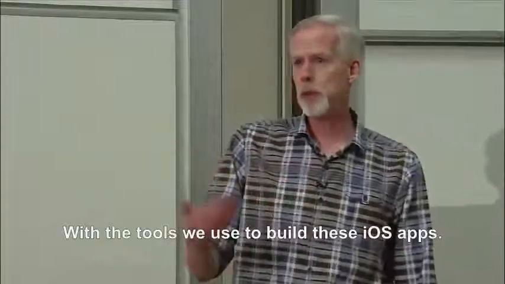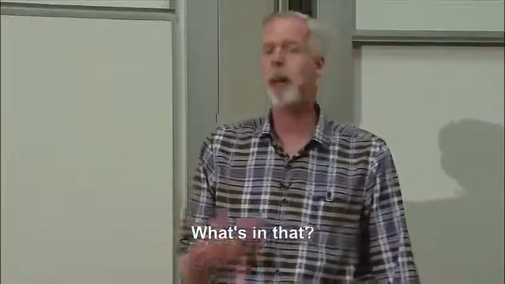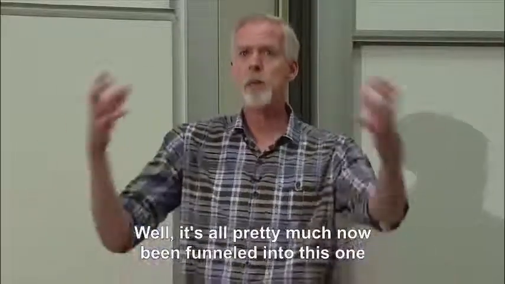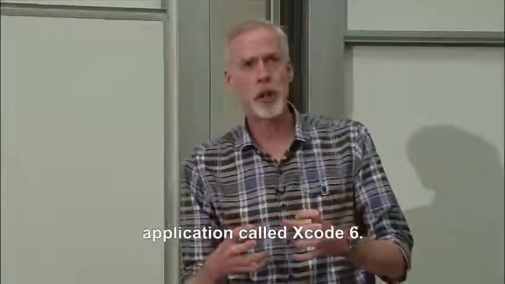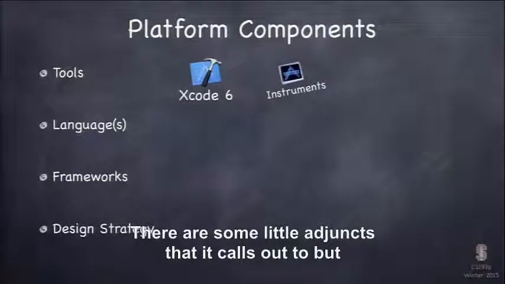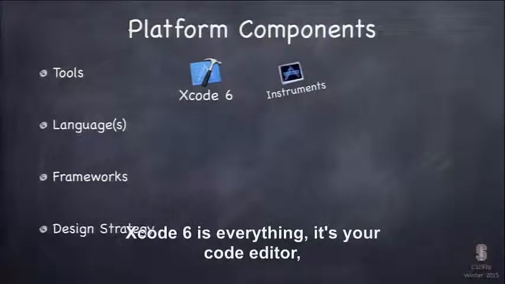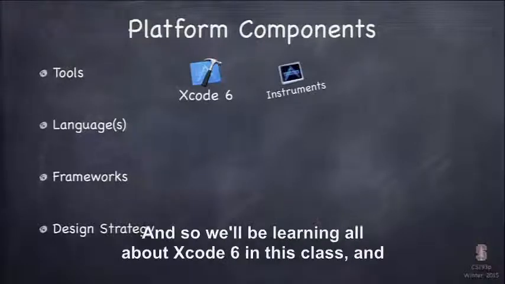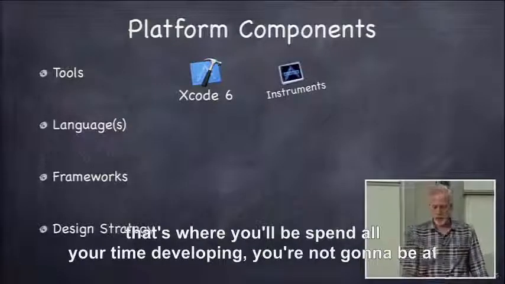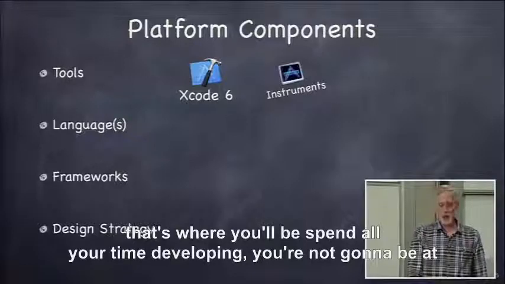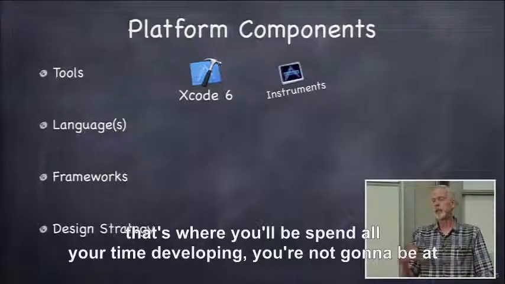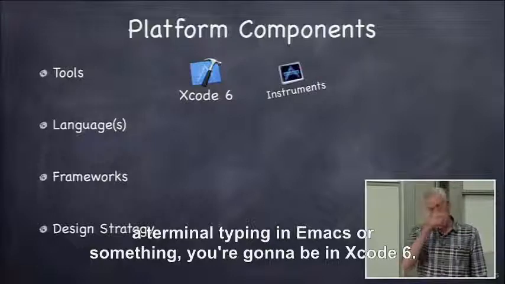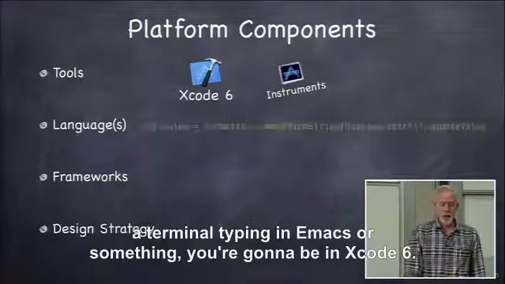Then there's the development platform itself. Okay, the tools we use to build these iOS apps. What's in that? Well, it's all pretty much now been funneled into this one application called Xcode 6. There are some little adjuncts that it calls out to, but Xcode 6 is everything. It's your code editor, your compiler, your debugger, all of that in one pretty awesome app. And so we'll be learning all about Xcode 6 in this class, and that's where you're going to spend all your time developing. You're not going to be at a terminal typing in Emacs or something. We're going to be in Xcode 6.